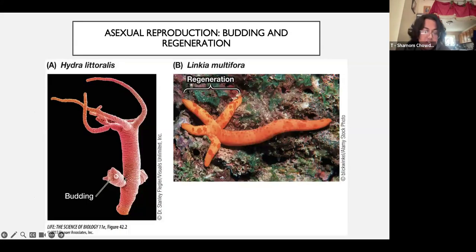So as you can see here, Hydra, these are budding. Through a meiotic cell division, these little buds eventually leave the original parent cell and then they grow into their own Hydra. While here, this is a sea star. These limbs are starting to regenerate.